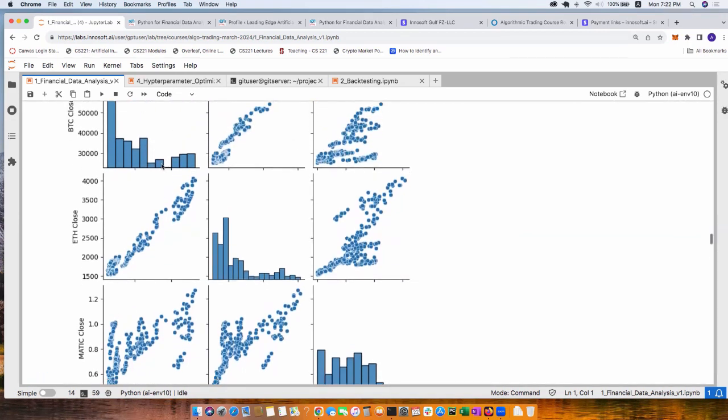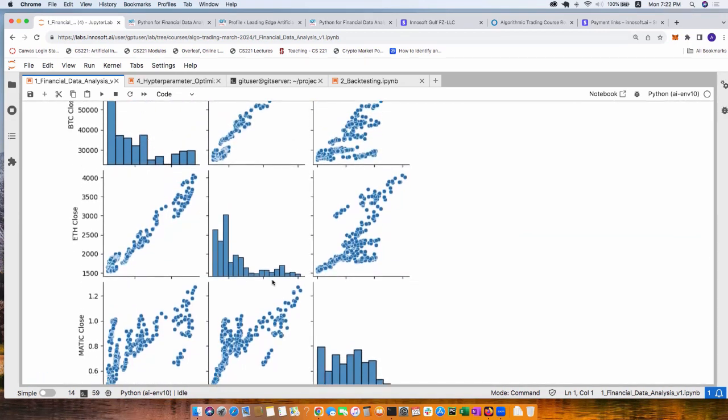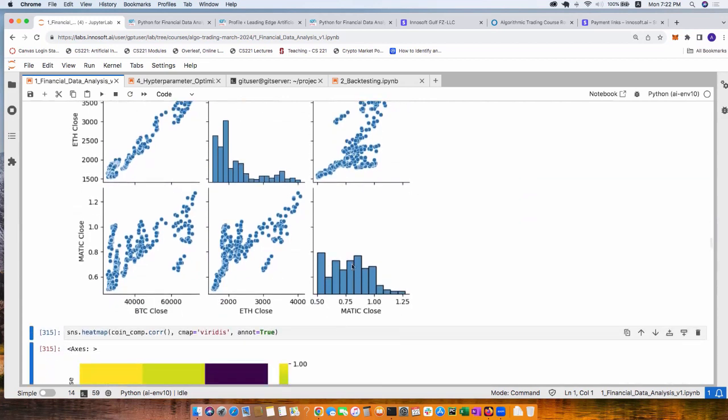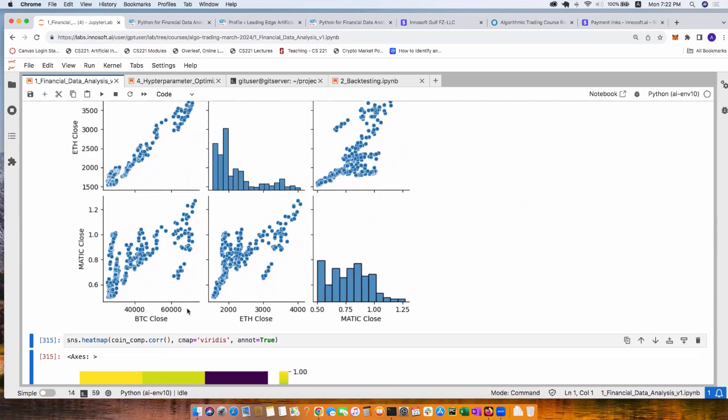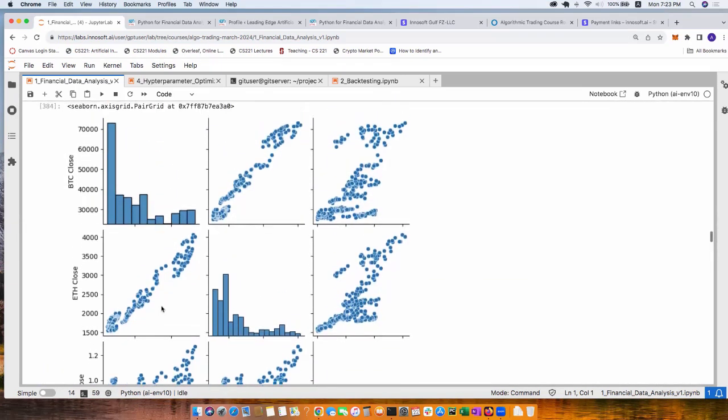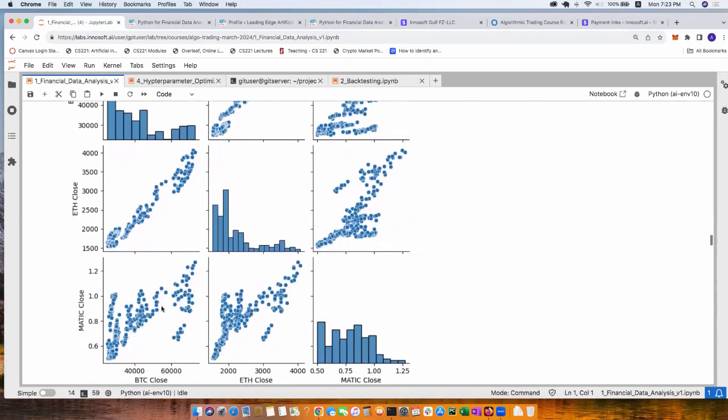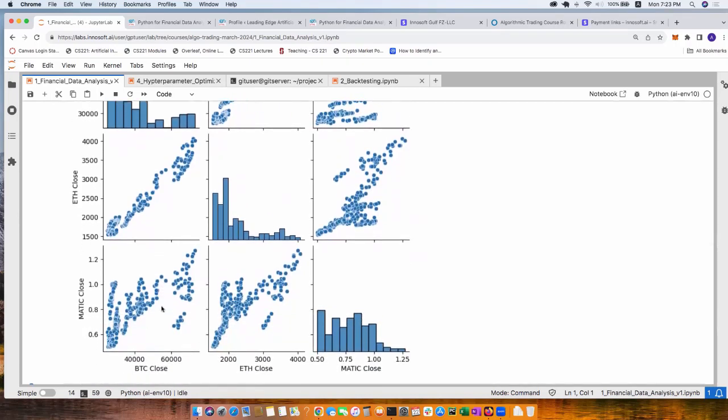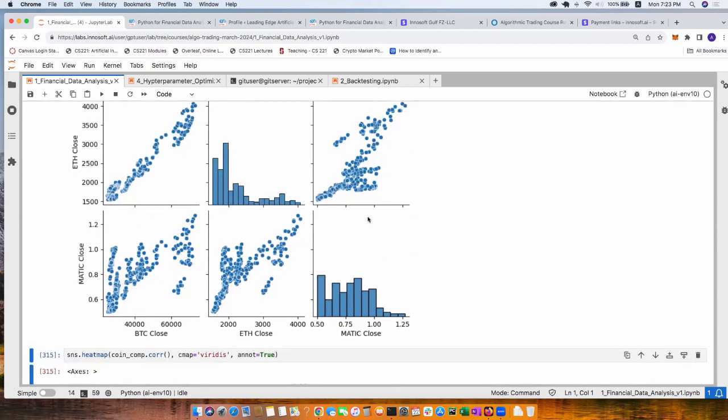Just to explain the rest of this matrix, we usually ignore the diagonal because that's the correlation of the price against itself, which doesn't really matter to us. We want to look at the relationship between two different assets. Based on this plot, I just want to ask a quick question. If we want to have a diversified portfolio, which two assets would you pick?